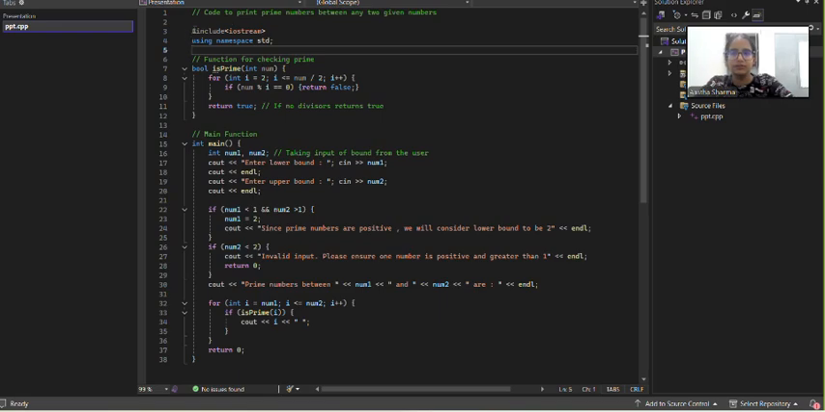Now let's get to the basic outline of our code. Hashtag include iostream. This is the standard library which allows us to do basic output and input operations. Using namespace std, this particular line enables us to use words like cout and cin. So cout is used to print something and cin is used to take the input from the user.